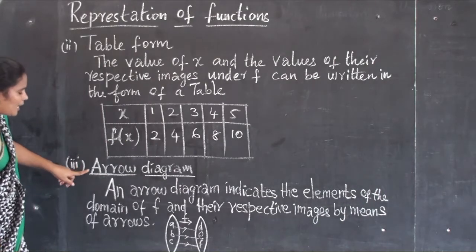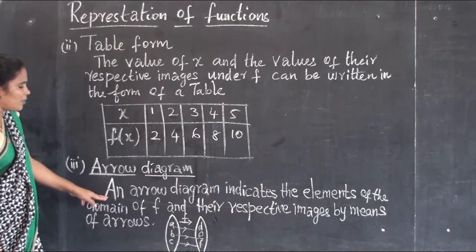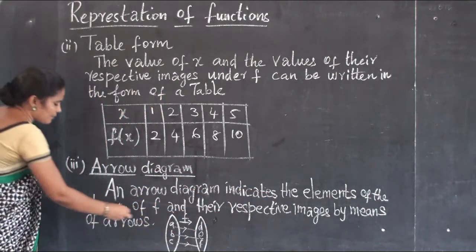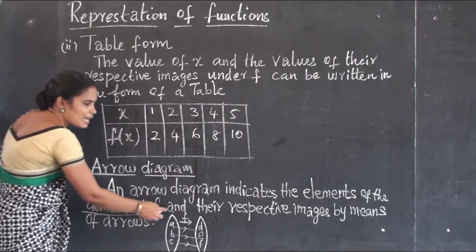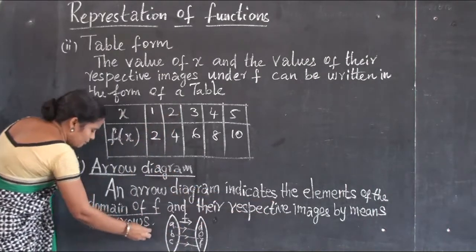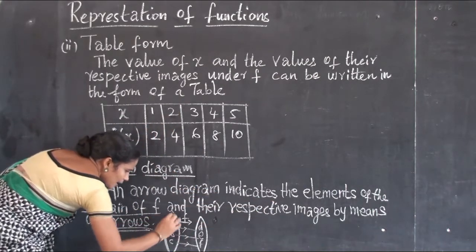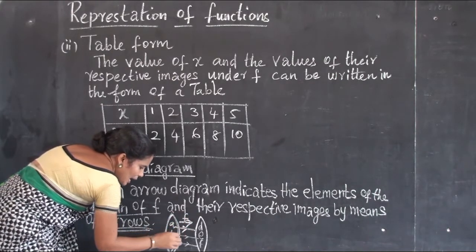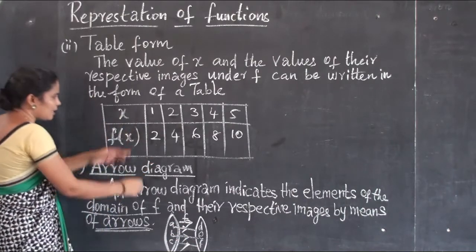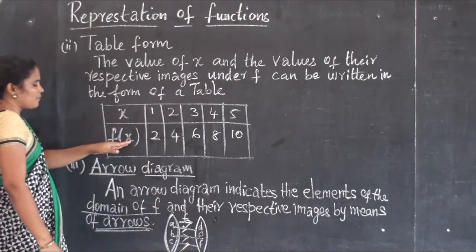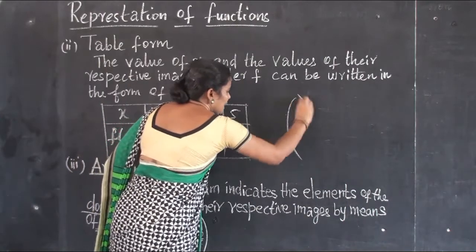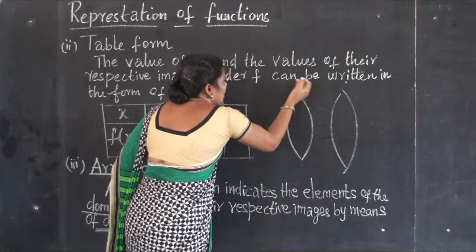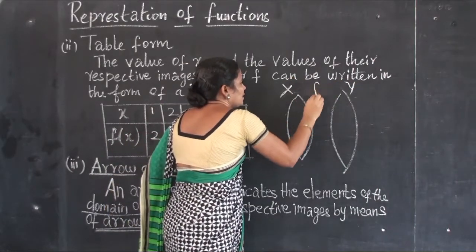Okay. The third one is the arrow diagram. What is an arrow diagram? An arrow diagram indicates the elements of the domain of f and the respective images by means of arrows. Here the function is represented through arrows. Very simple, isn't it? For example, we take x and f of x as an arrow diagram.